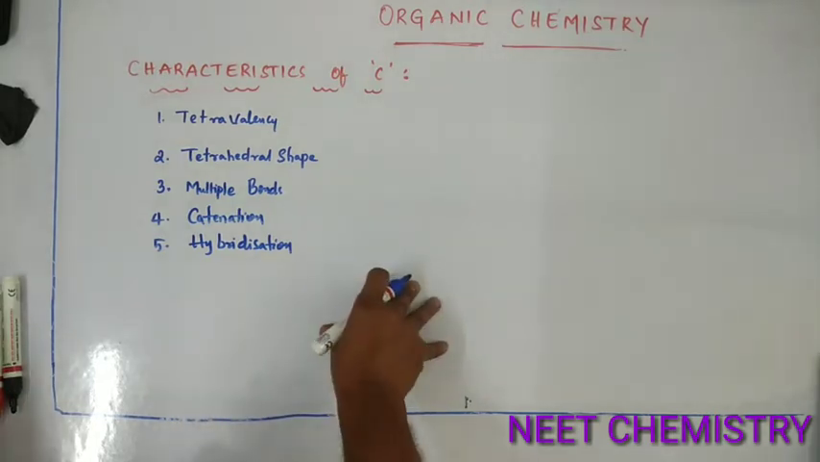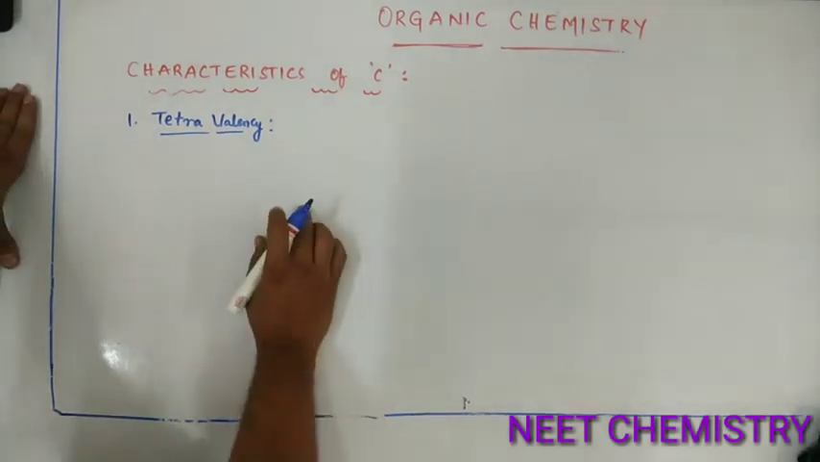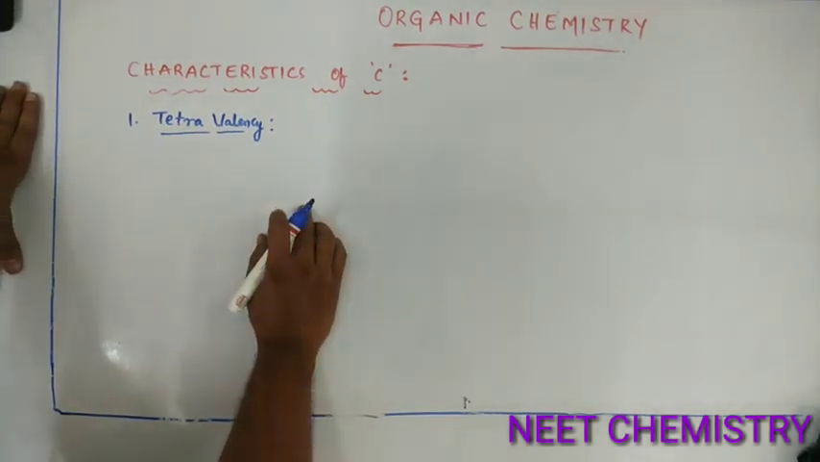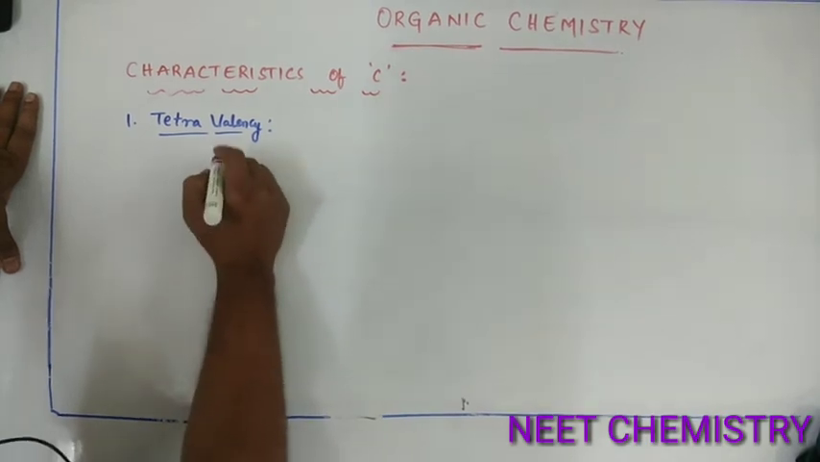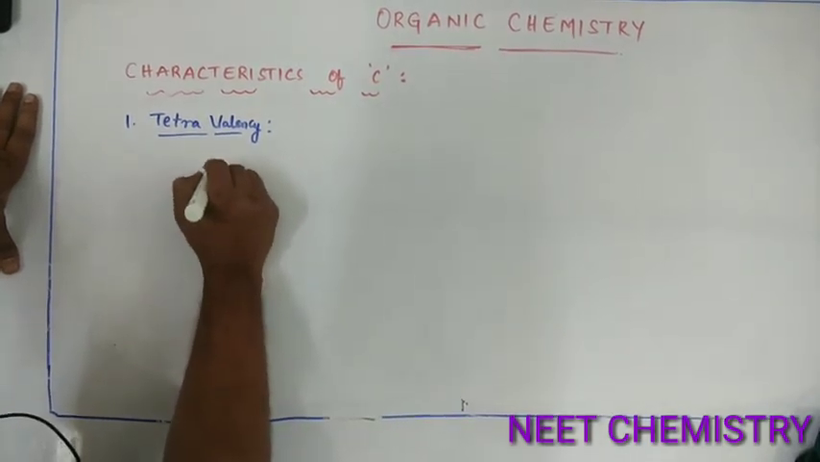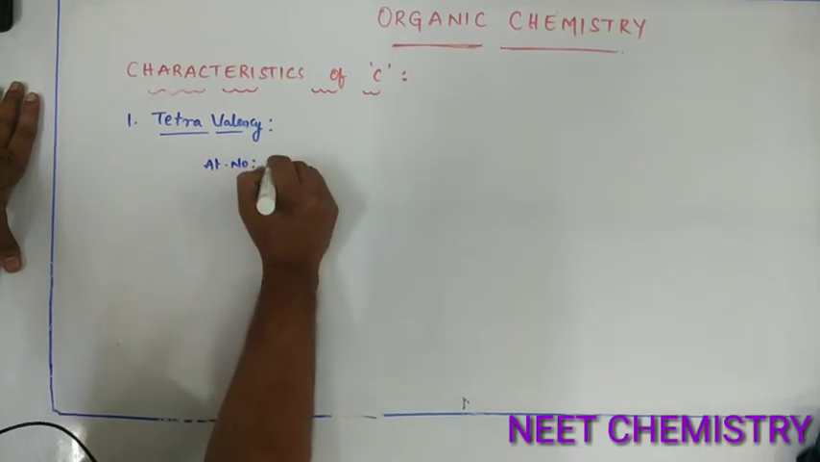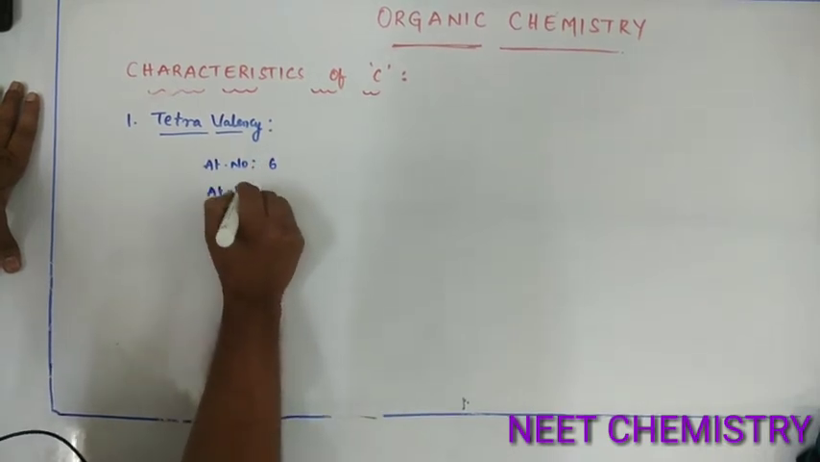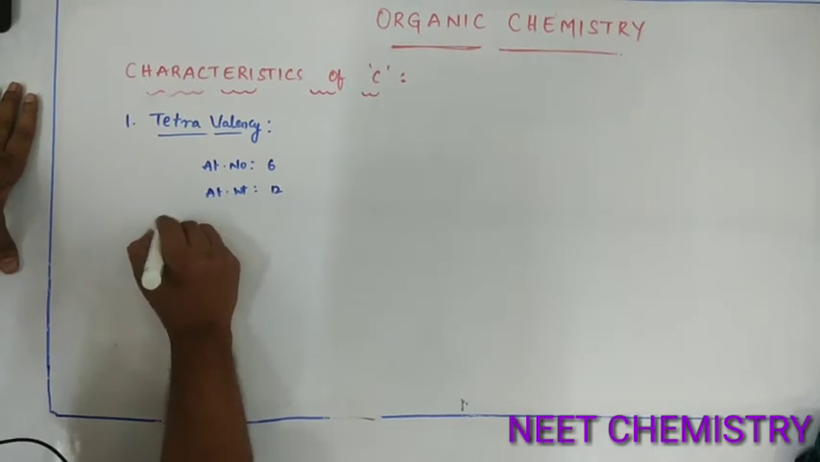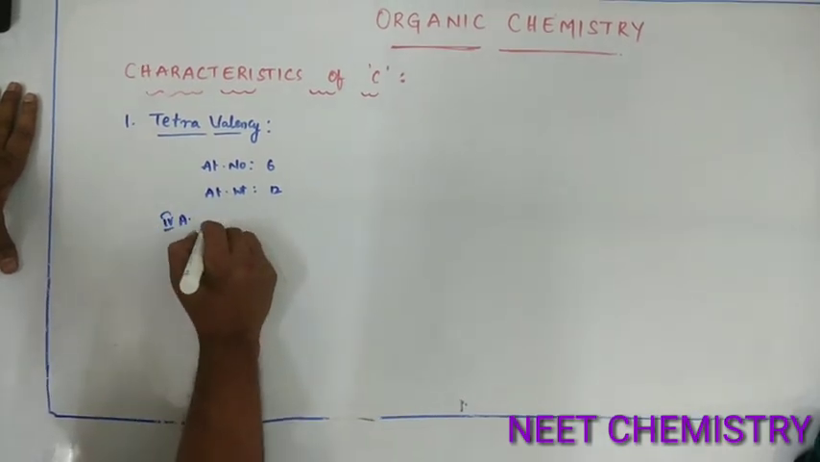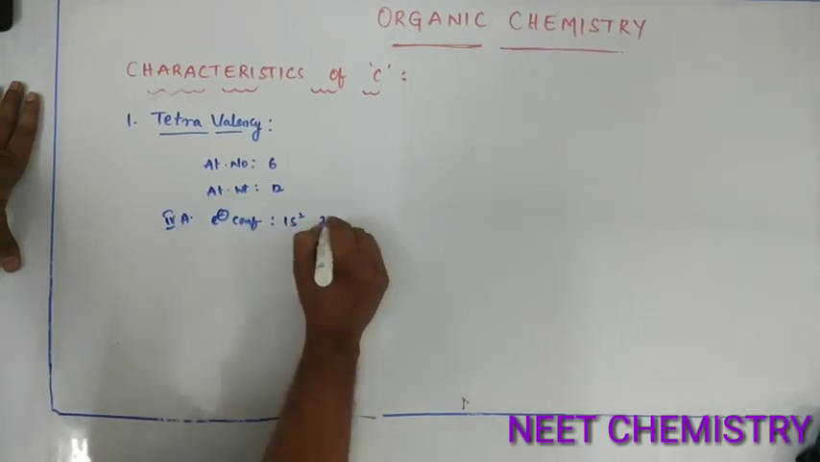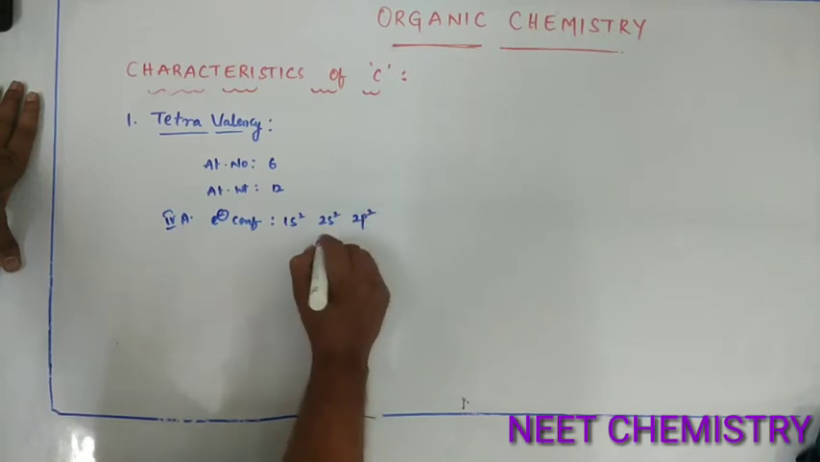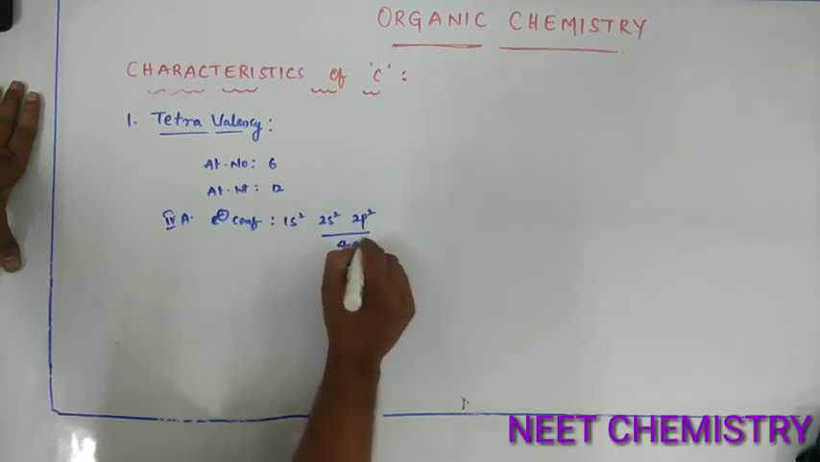Let me discuss them one by one. The first property of carbon is tetravalency. Carbon can form 4 bonds. How can it form 4 bonds? If you observe, the atomic number of carbon is 6 and its atomic weight is 12. It belongs to the 4th A group, and its electronic configuration is 1s2, 2s2, 2p2. The outermost shell has 4 electrons.